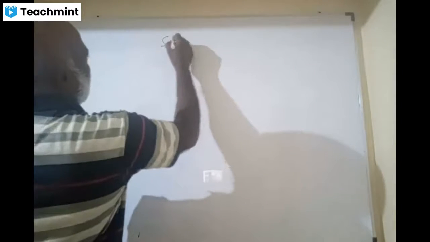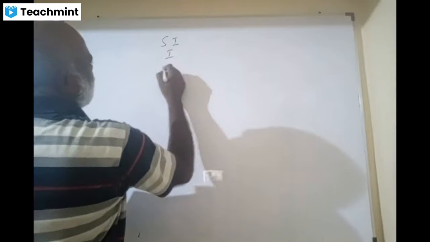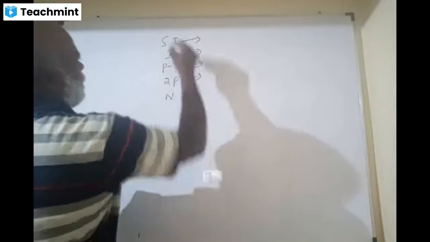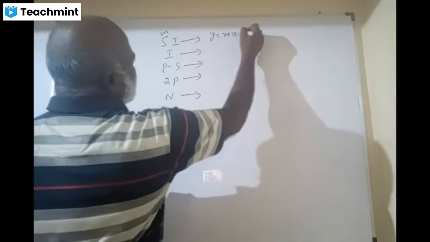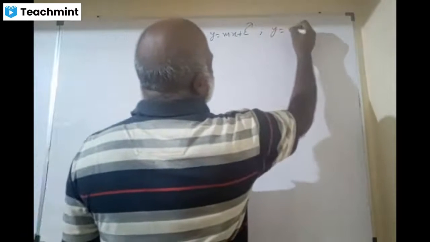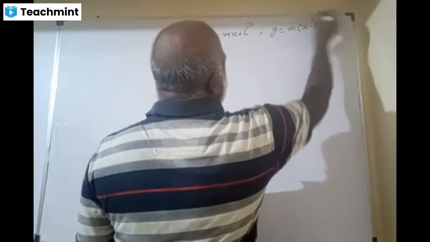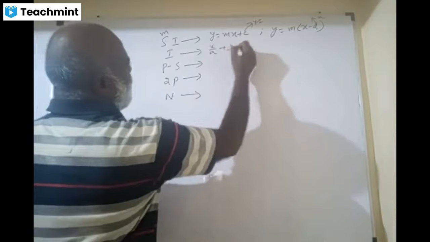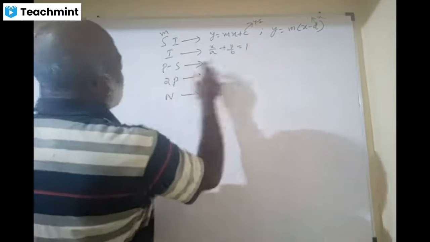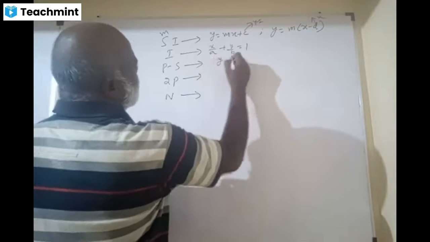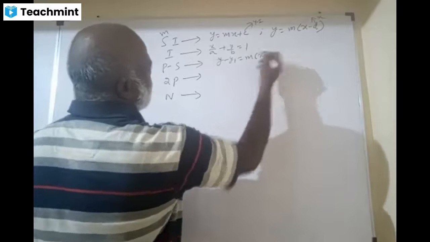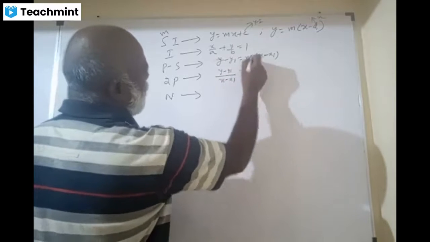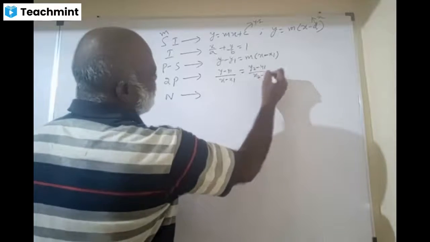So slope-intercept form, point-slope form, two-point form, normal form. Slope-intercept: y equals mx plus c, where c is called the y intercept. Then y equals m into x minus d, where d is called the x intercept. Intercept form is very simple: x by a plus y by b equals 1. Then point-slope form is nothing but y minus y1 equals m into x minus x1. Two-point form is the same thing: y minus y1 by x minus x1 equals m, where m is y2 minus y1 by x2 minus x1.